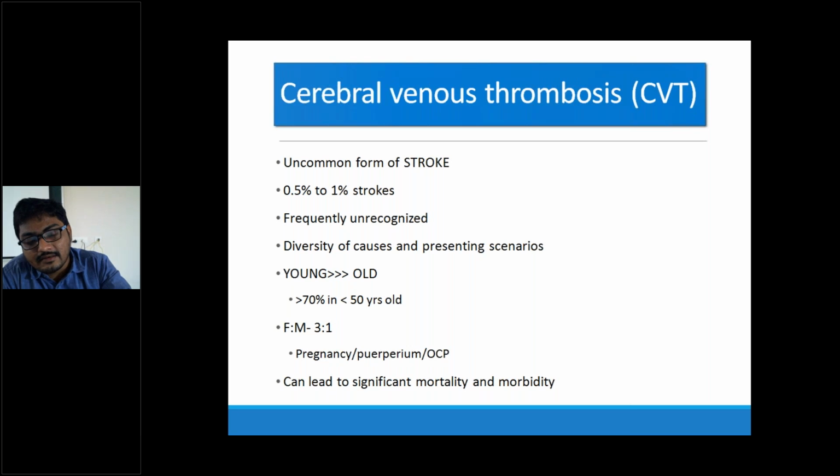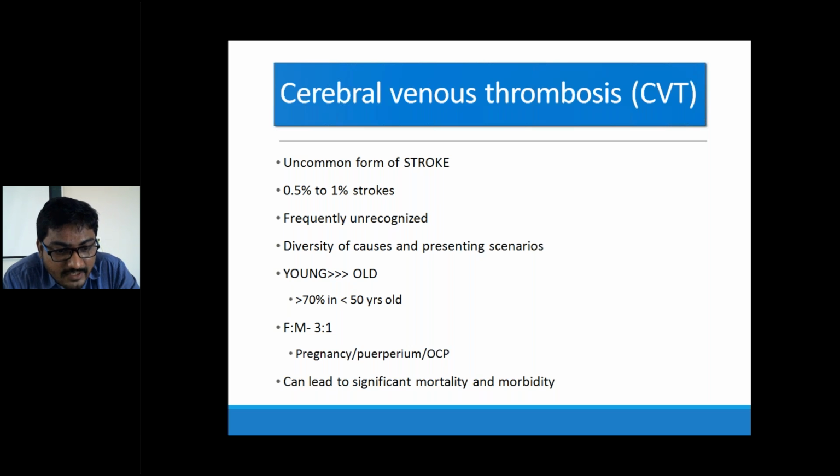So in males, we can't say this female to male ratio is 3 to 1 every time, right? That's what I want to say here. The most common cause for males getting CVT is alcohol. Alcohol may also cause CVT, cerebral venous thrombosis. Alcohol causes acute dehydration, and that causes CVT acutely.